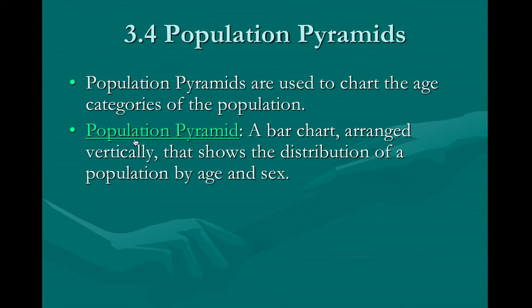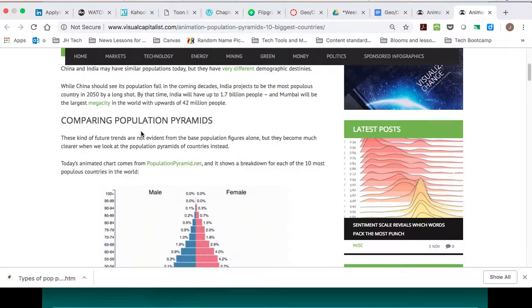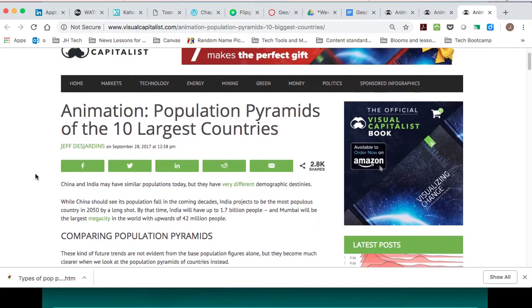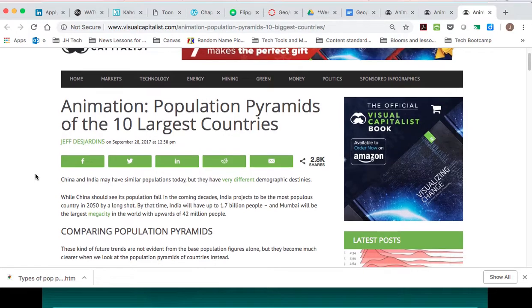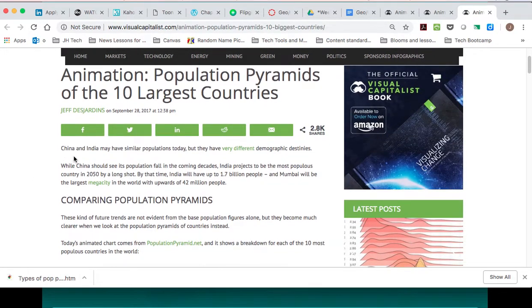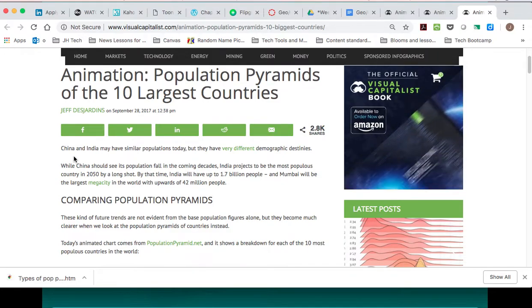So I'm going to click here. This is a great online resource called Visual Capitalist. So if you want to go to Visual Capitalist Population Pyramids, you could probably find this. This is a visualization of the 10 largest countries of the world. So it says China and India may have similar populations, but they have very different demographic destinies.